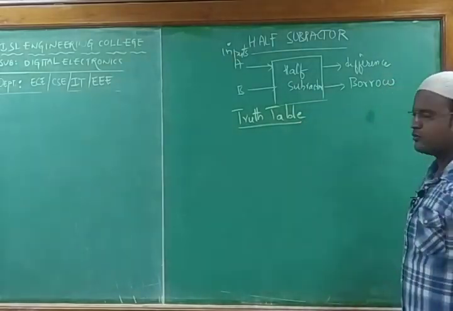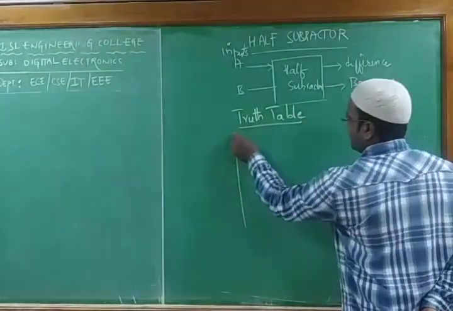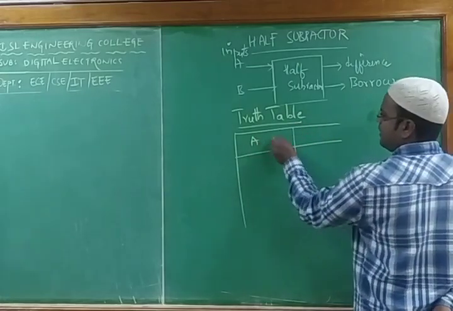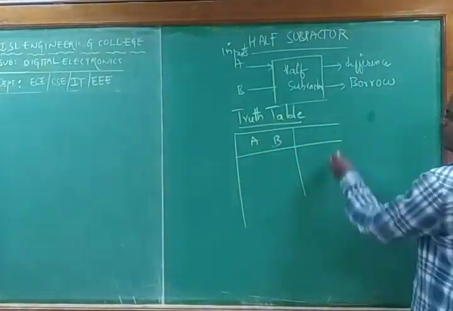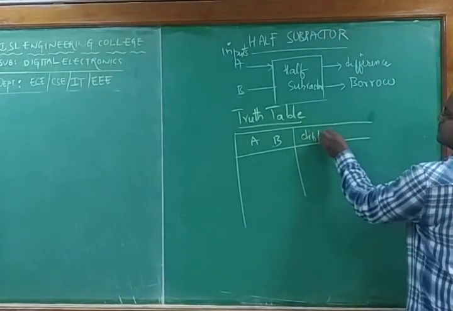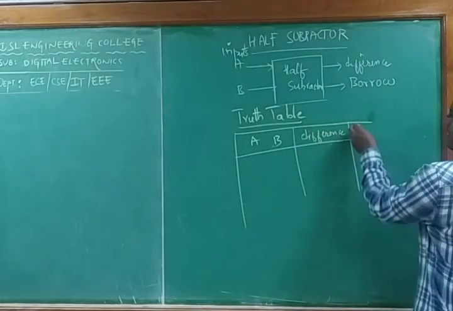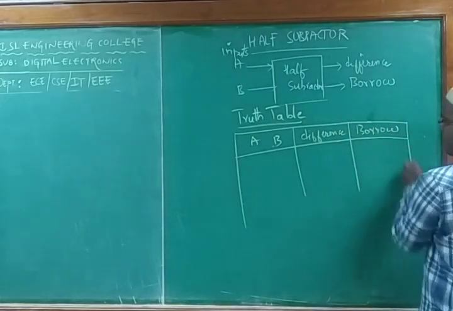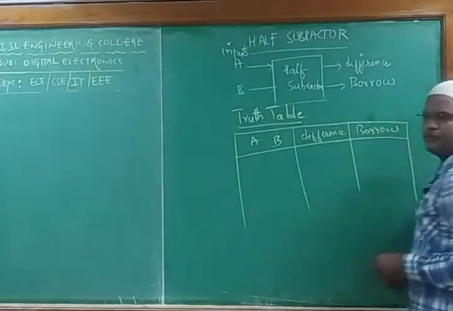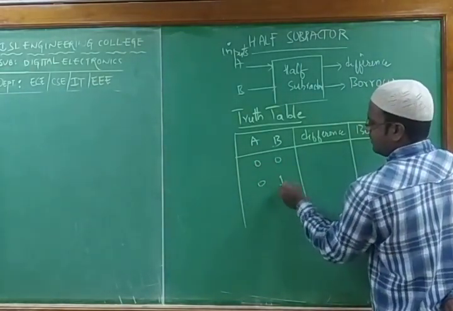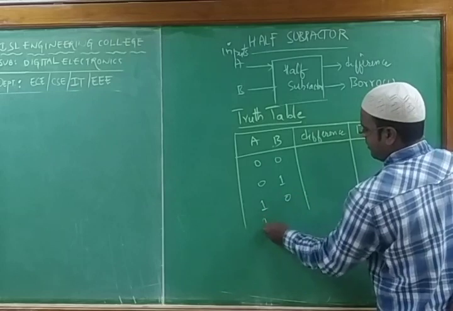So we'll write the truth table. In that, what will we take? We will take two inputs A, B. Next, the output values are difference and borrow. So what input combinations do we have? 0 0, 0 1, 1 0 and 1 1.